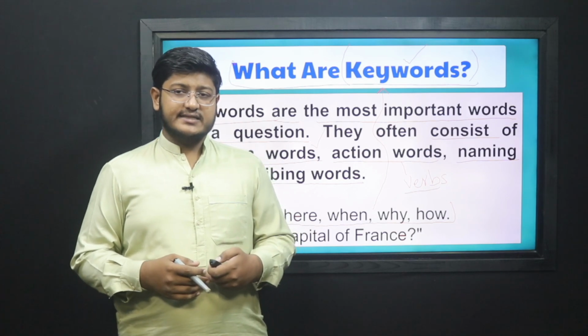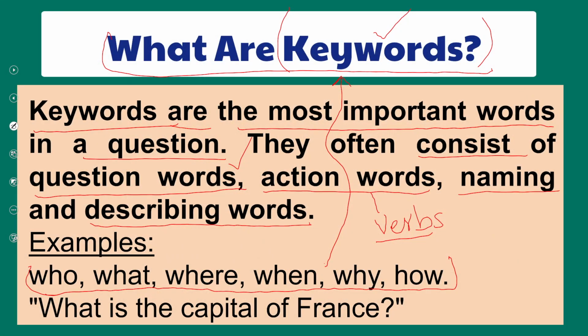So let's take an example. Firstly, there are keywords written which are considered as the question words. Let's find out a question. The question is: what is the capital of France? Here we have to find out the keywords. Firstly, we identify the question word. The question word is what. Capital is a describing word, and there is also a naming word, France.